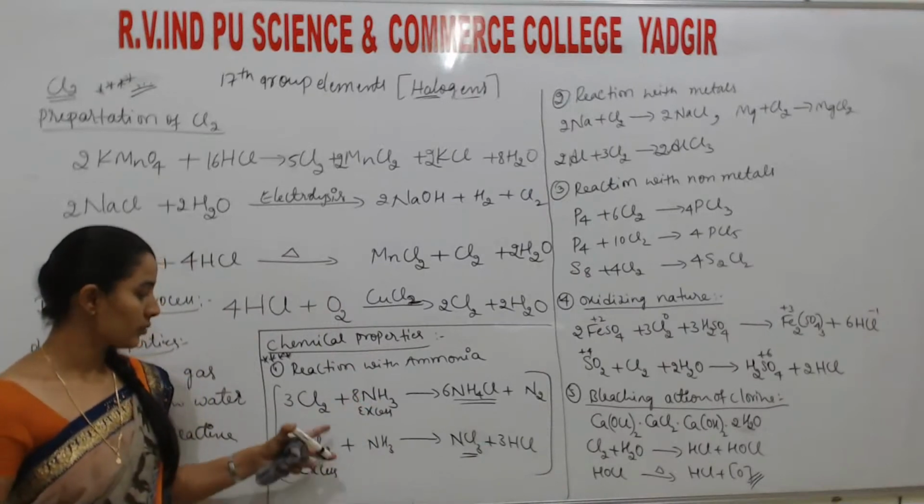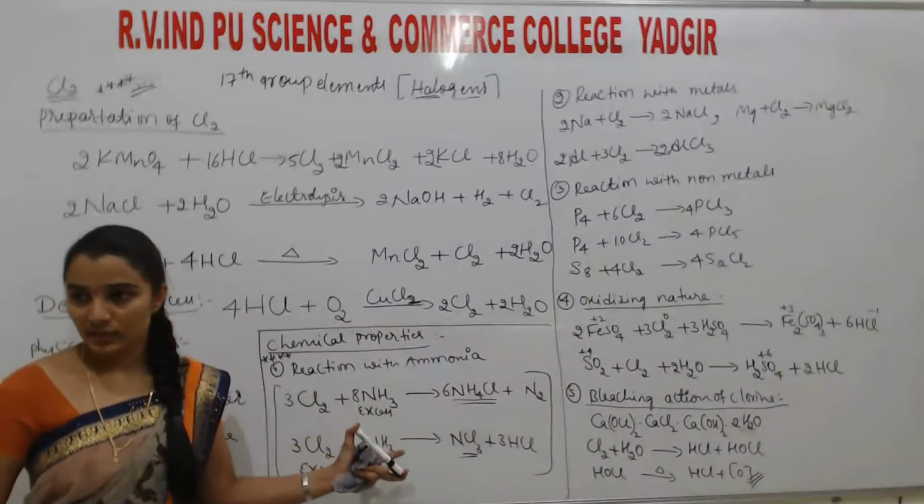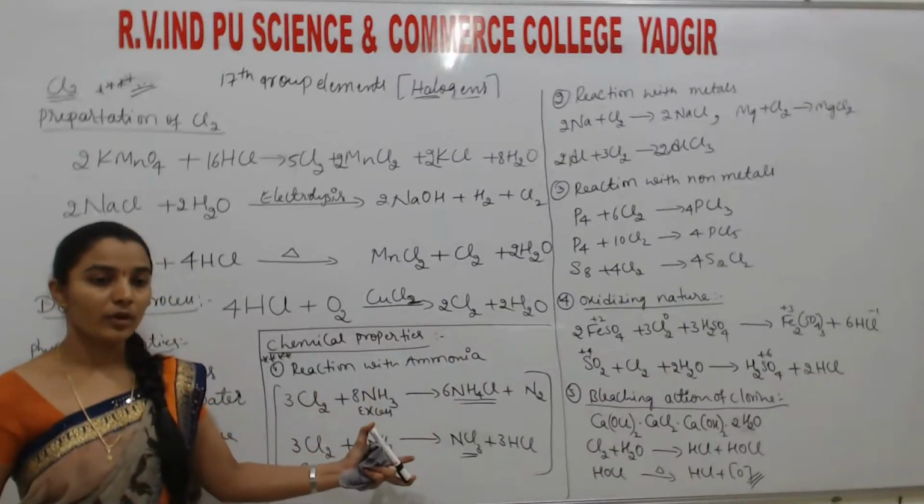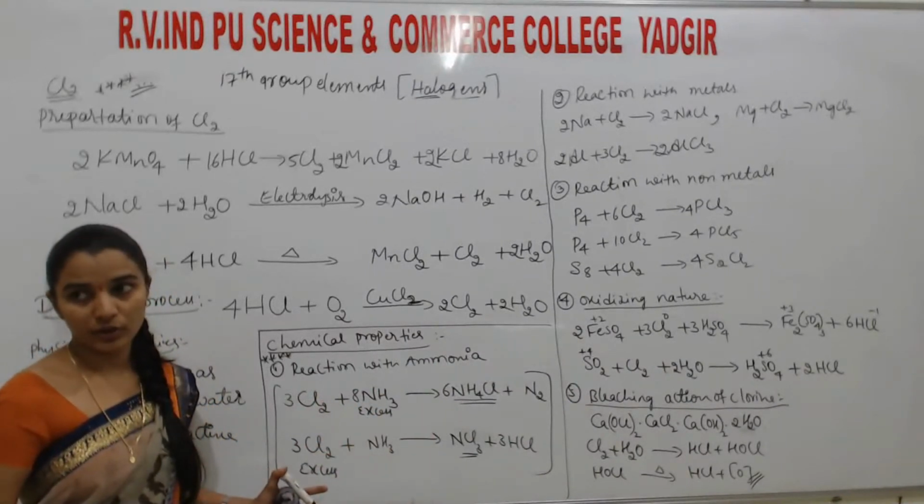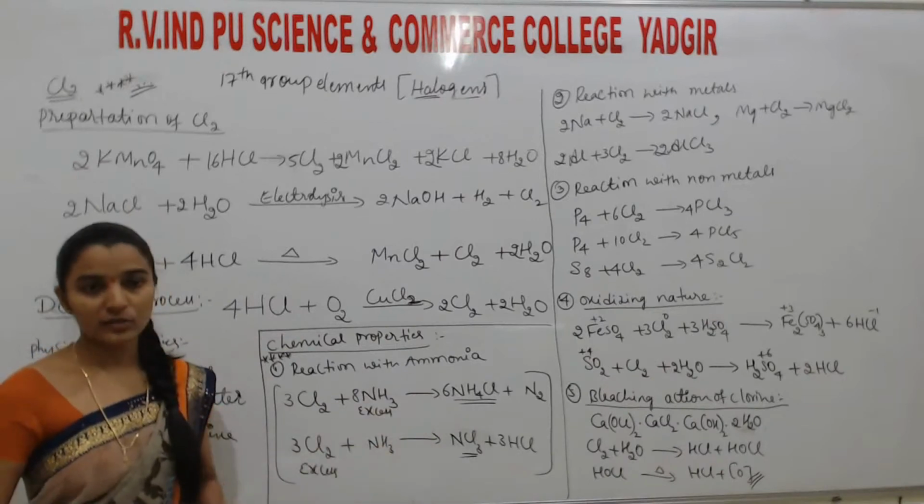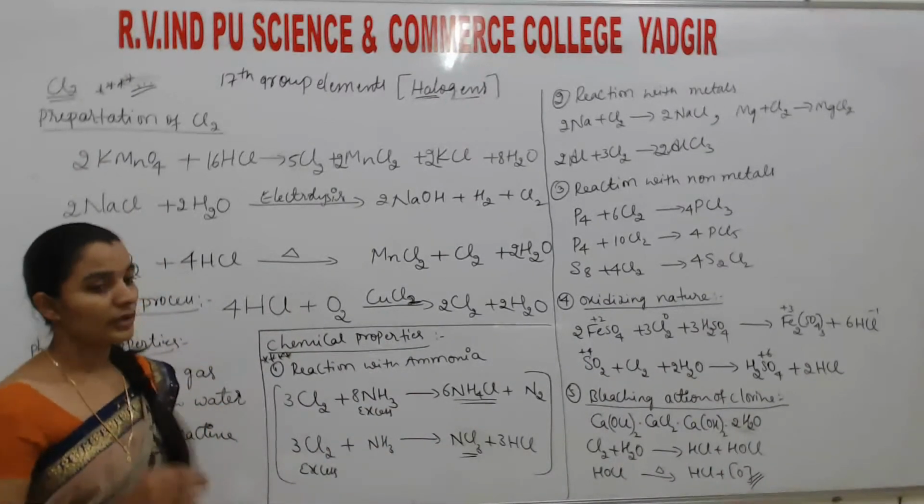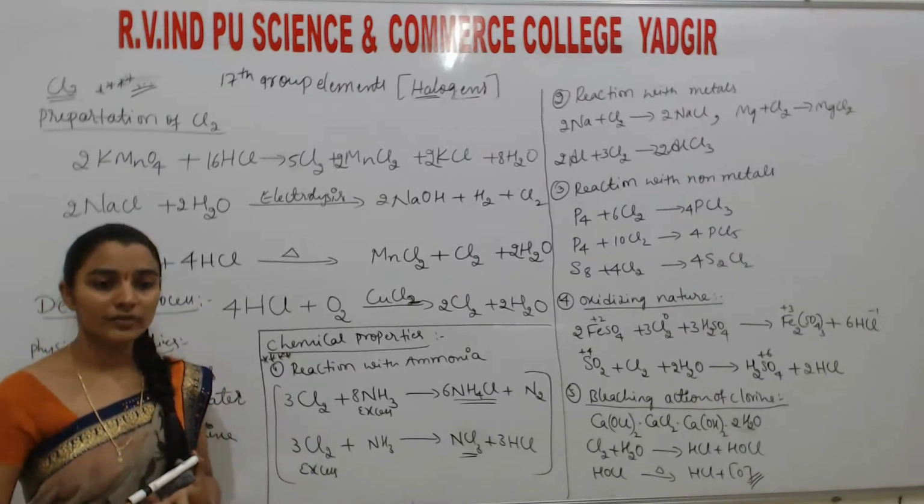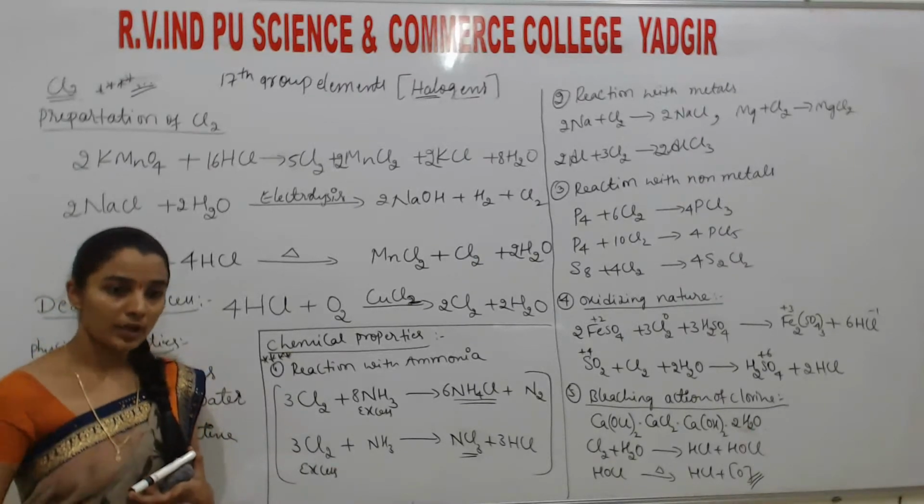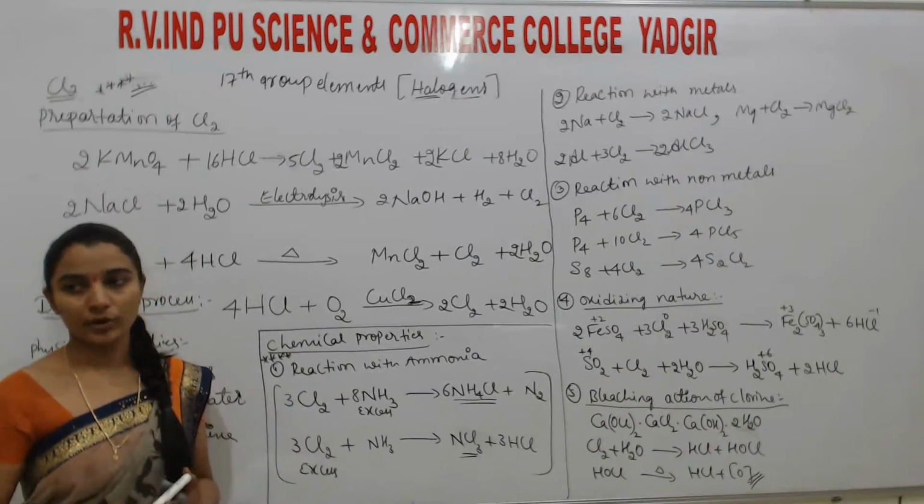Okay, most of the time, the question often asked is: what is the product when chlorine reacts with excess of ammonia? What is the product formed when ammonia reacts with excess of chlorine? So this type of reactions are very important. Understand? Okay. So in the next class, we will discuss the preparation of HCl and its chemical property and its physical property. Okay.